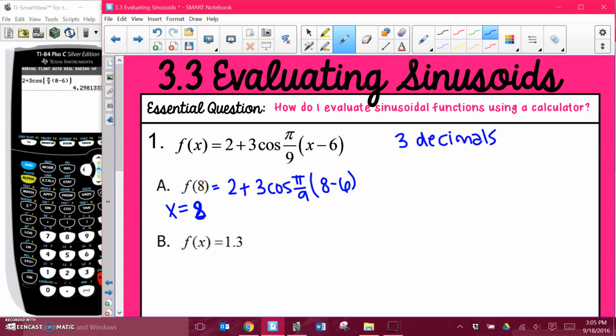I would round this to 3 decimals. That's just going to be our general rule. If we aren't told where to round to, that's where we're going to round to. So since it was a 1 after, that would be my solution for this one.